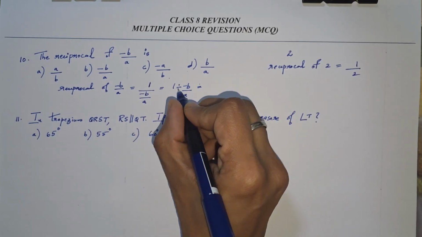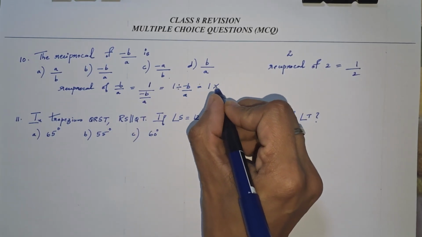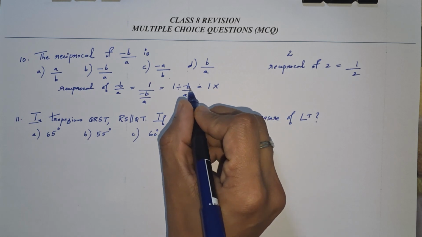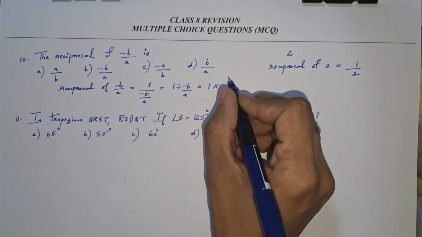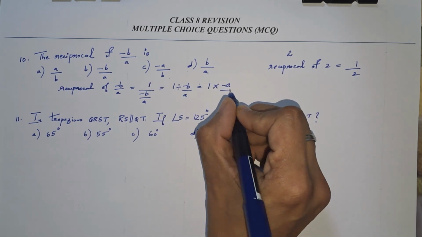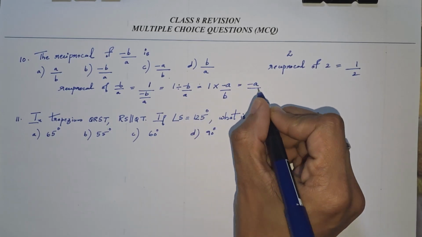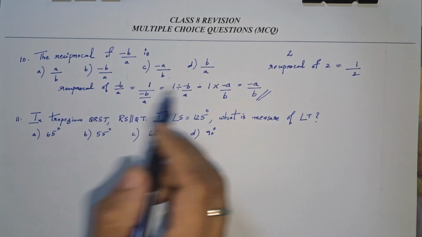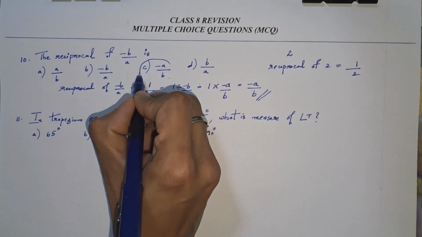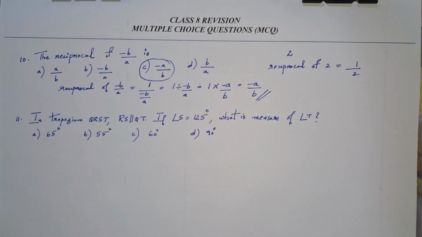We can change the division sign to multiplication. So that will give me 1 into, when you are changing the sign, you have to flip the number on the right. So that will give me minus a by b. 1 into minus a is minus a divided by b. So this is the correct answer. Correct option is option C. Let's move on to the next question.